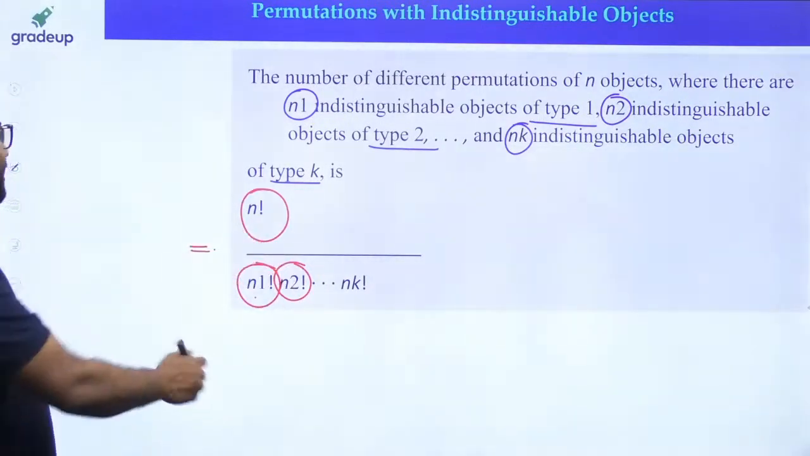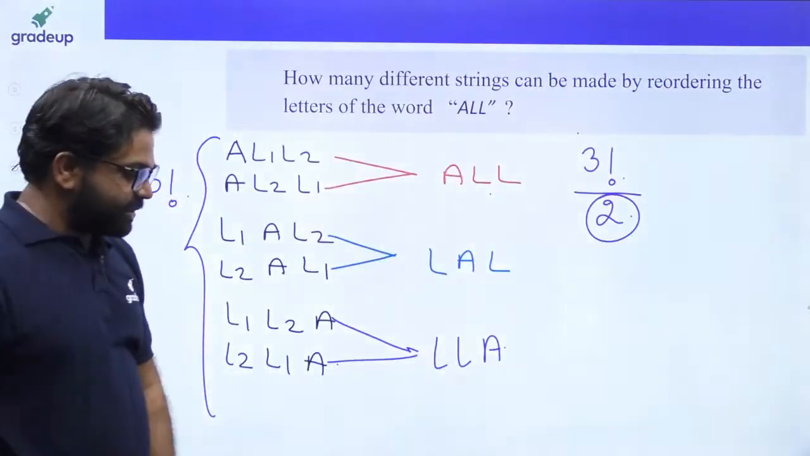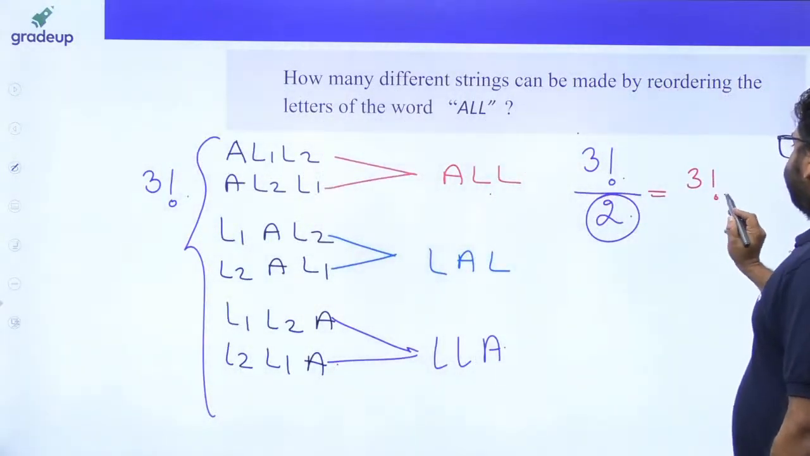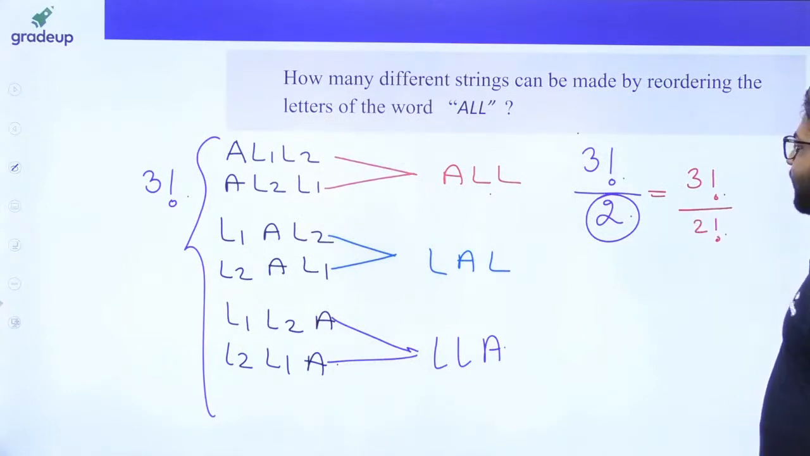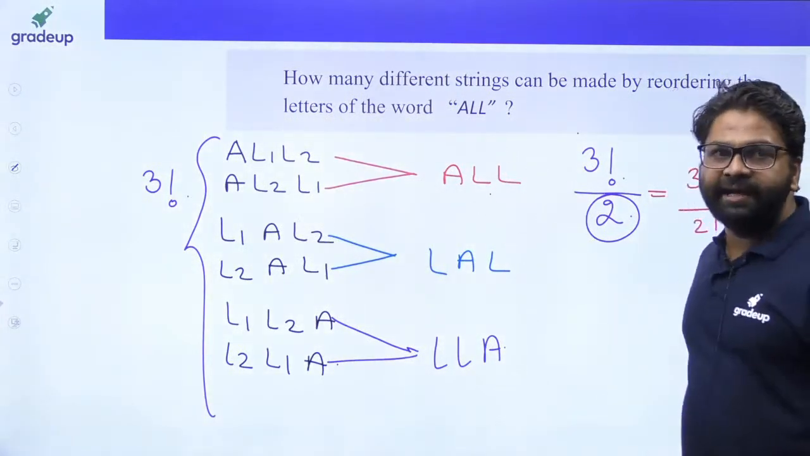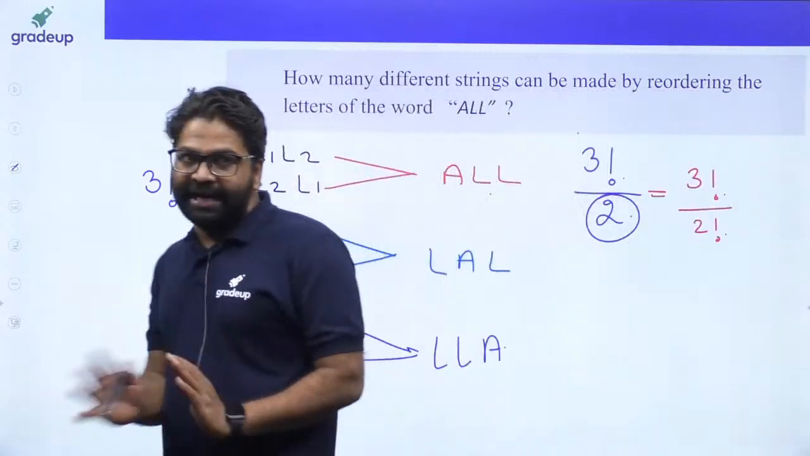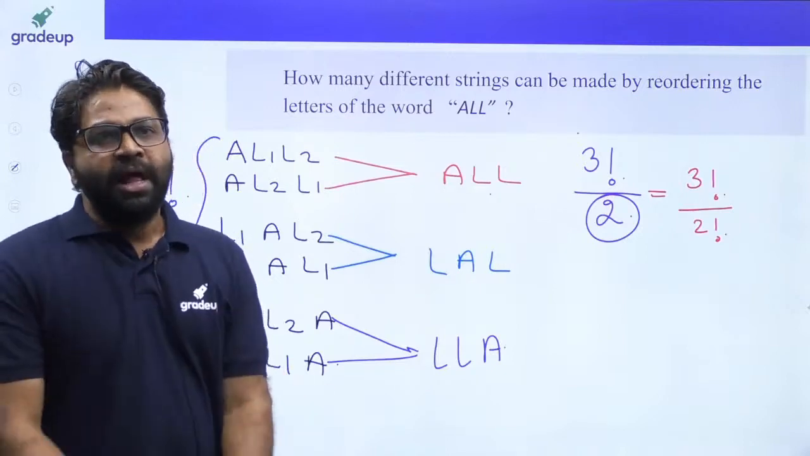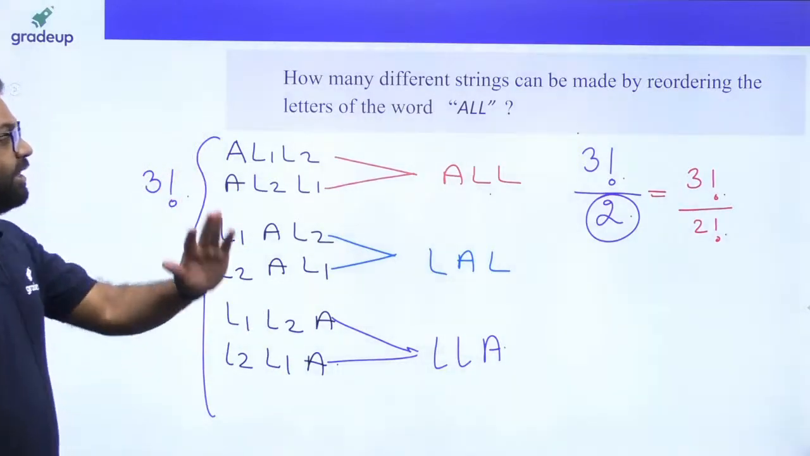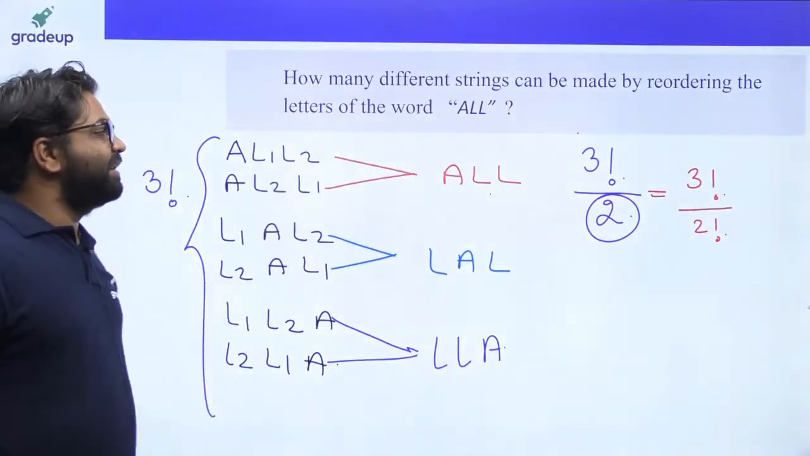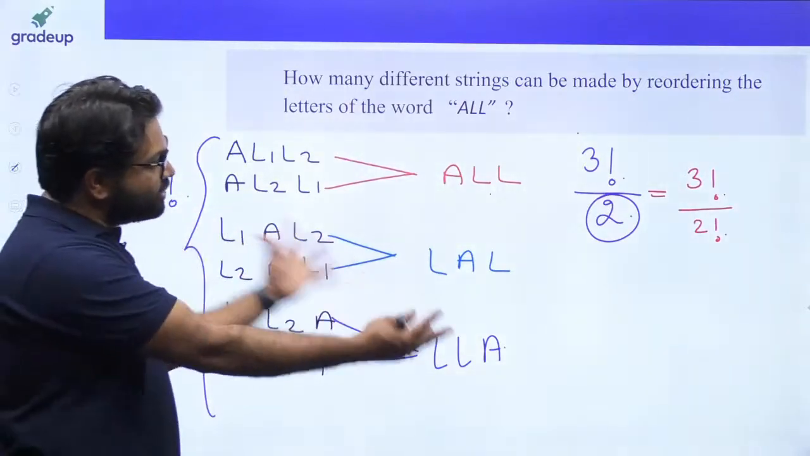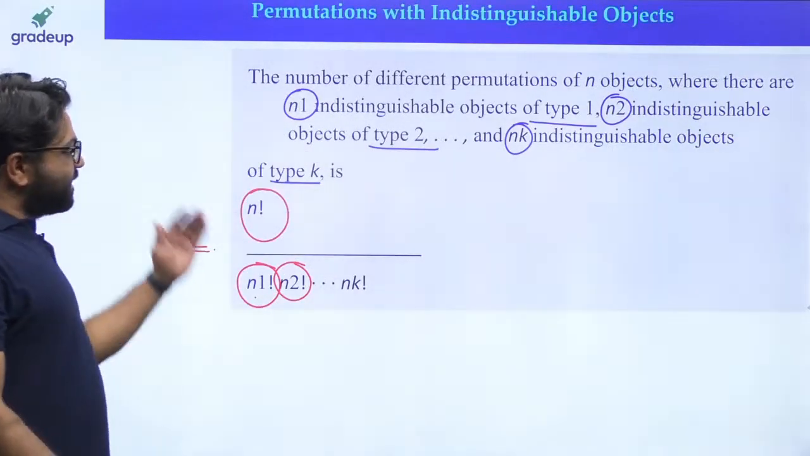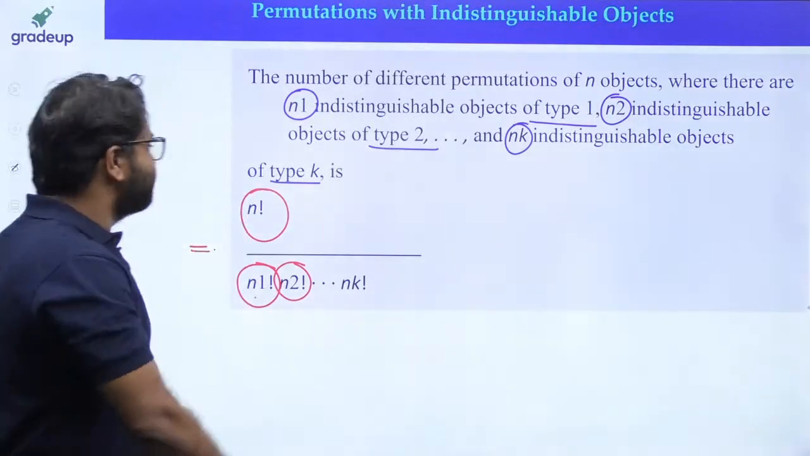If you want to understand this particular thing, you can see it like 3 factorial divided by 2 factorial, where L and L are both the same, of type 1. In this way you can correlate it and easily understand the whole concept. So how many different strings can be made by reordering the letters of the word "all"? This is the visualization of what we are learning, and in this manner we can understand the whole concept.